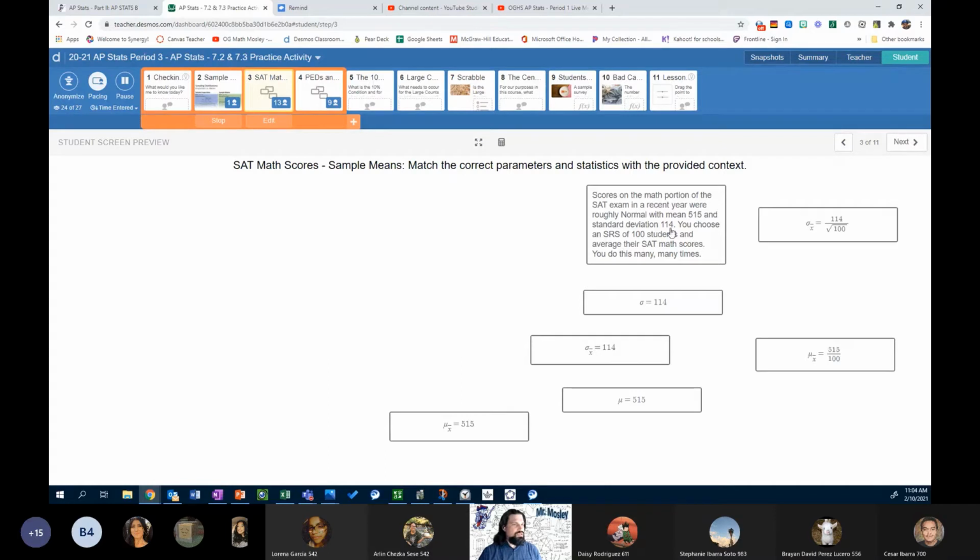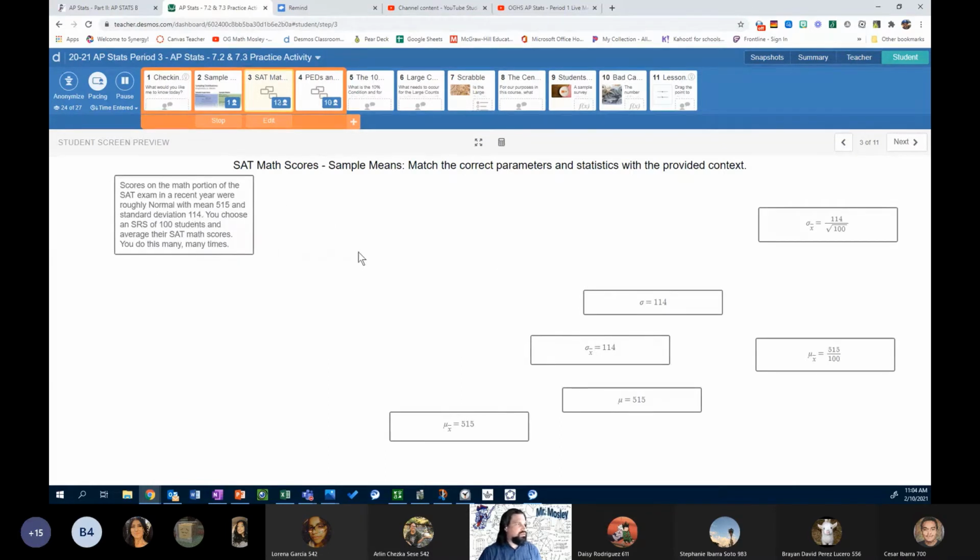I'm going to arrange these. So our context here is the scores on the math portion of the SAT exam in a recent year were roughly normal, with mean 515 and standard deviation 114. You choose an SRS of 100 students and average their SAT math scores. We do this many, many times. That creates our sampling distribution.